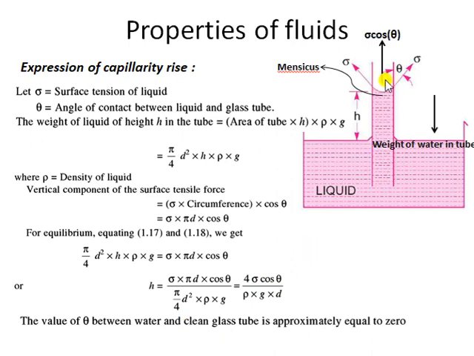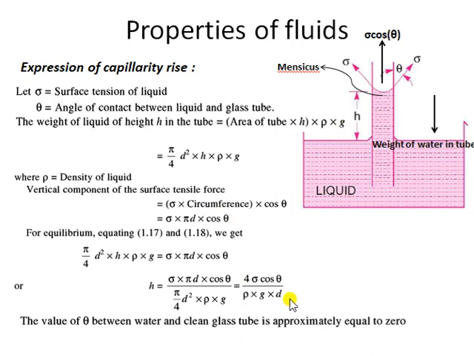So whenever it is given in the problem that water is there, we will take theta to be 0, and if you put theta to be 0, cos theta is 1. So in that case the expression will be 4 sigma by rho g d. Getting it? Okay. And similarly you can calculate the expression for capillary fall also.